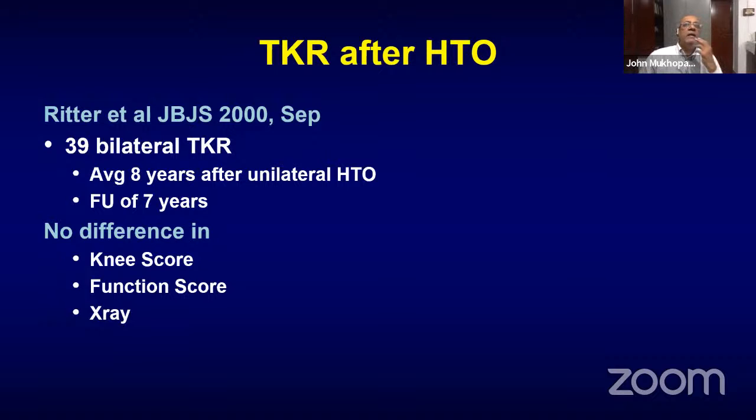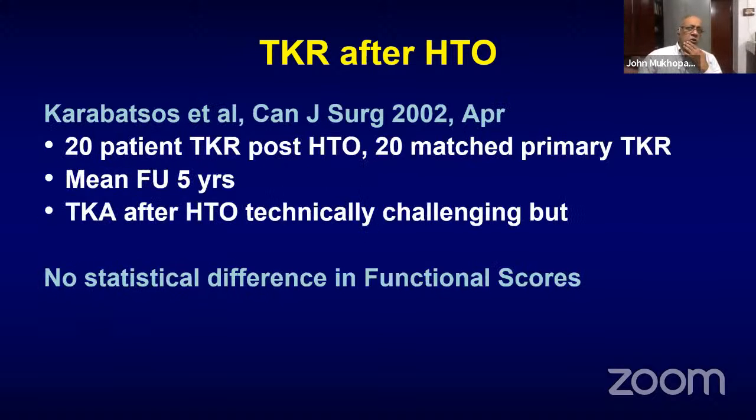But subsequently, there were other papers by Ritter et al., who looked at 39 bilateral total knee replacements with an average of 8 years follow-up. These were patients who had an HTO on one side. They found no difference in the knee score, the functional scores, or X-ray findings between the side that had the HTO and the side that did not. So showing that it did not compromise the results.